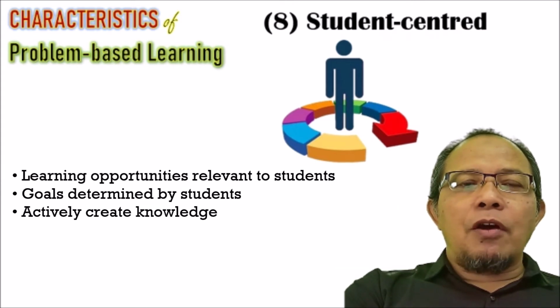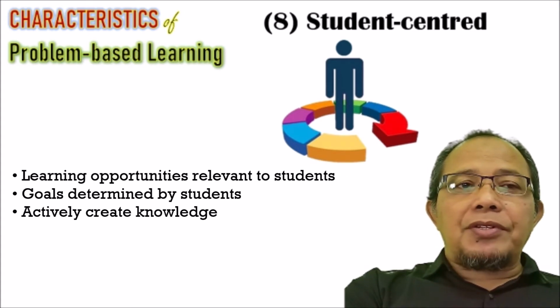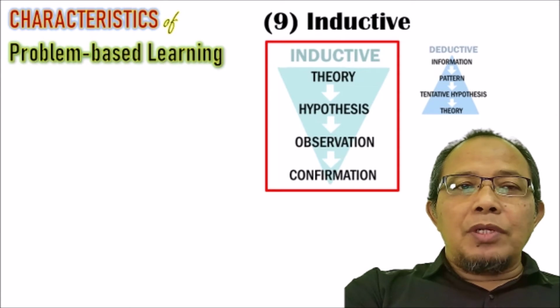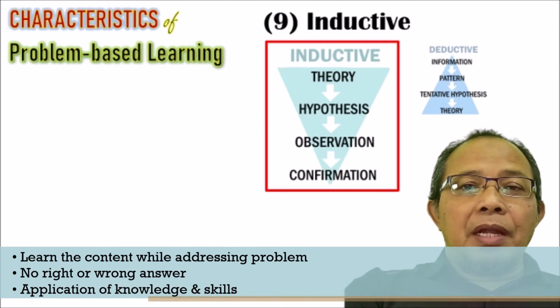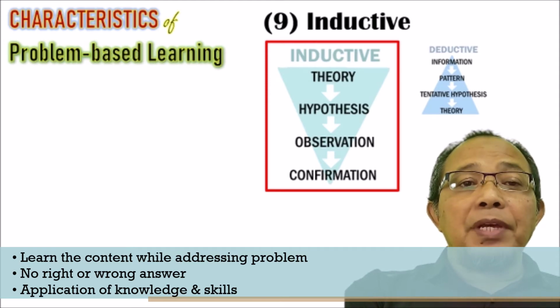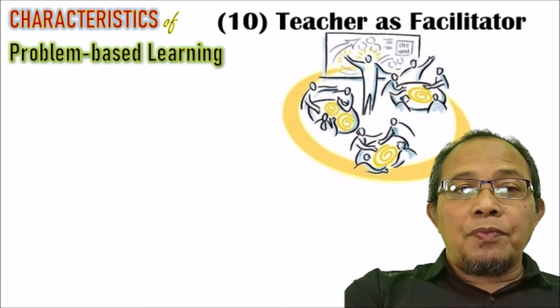Student-centered refers to learning opportunities that are relevant to the students, the goals of which are at least partly determined by the students themselves. In the process, they actively create their own knowledge. PBL is more inductive. Students learn the content as they try to address a problem. The problems in PBL are typically in the form of cases, narratives of complex real-world challenges common to the discipline being studied. And there is no right or wrong answer. Rather, there are reasonable solutions based on the application of knowledge and skills deemed necessary to address the issue.